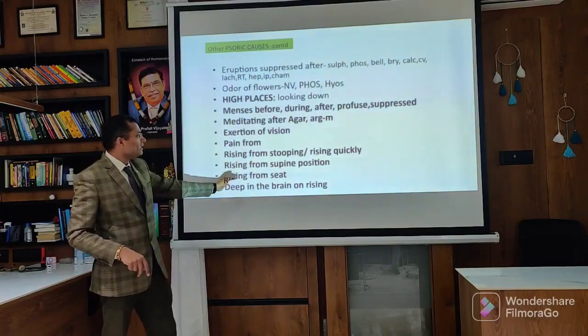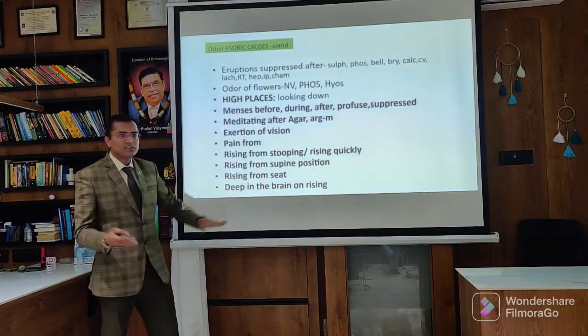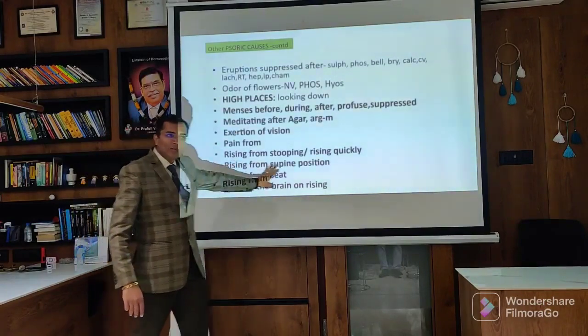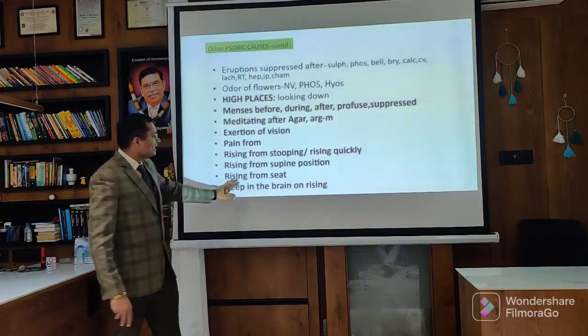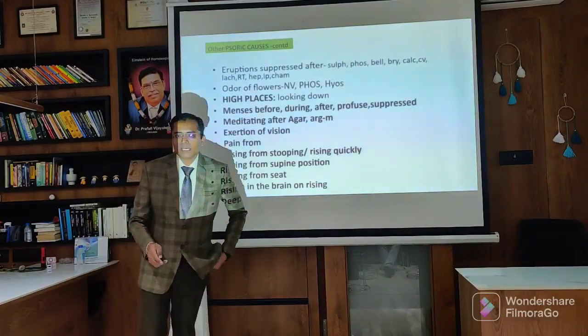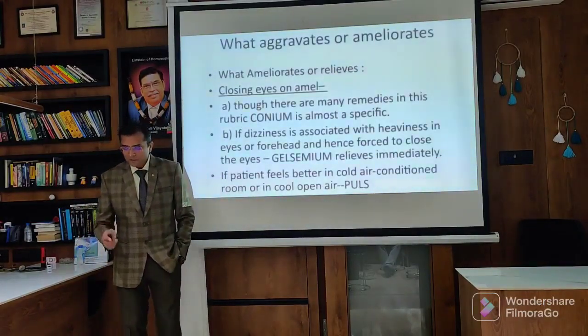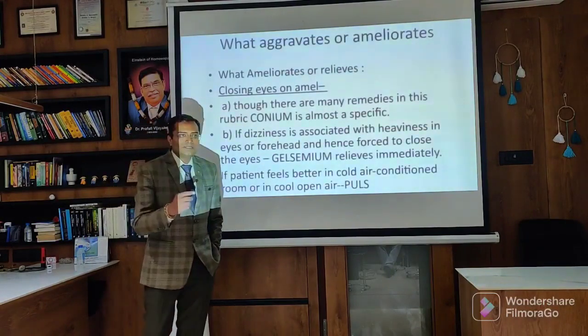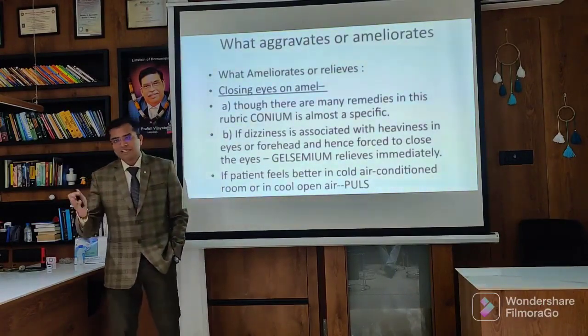Rising from stooping, rising quickly, rising from the supine position. In that case, Conium is the remedy. Rising from the seat, or deep in the brain, again there is Conium. So these are the causes of the vertigo. Now there is a modality. So we have cause as well as modality.